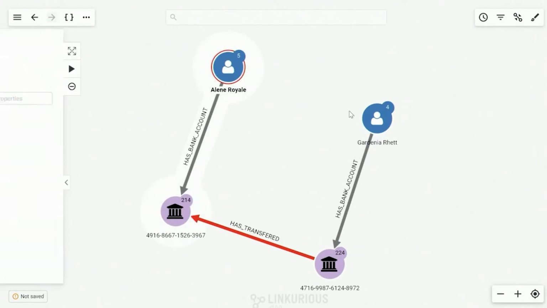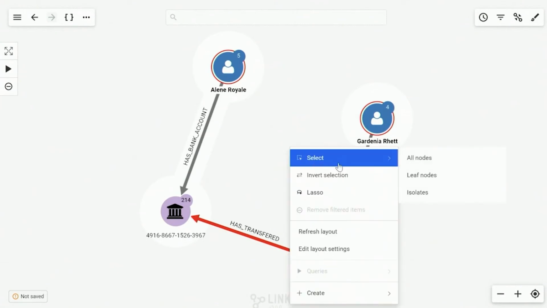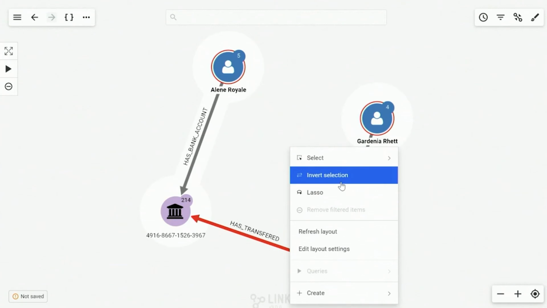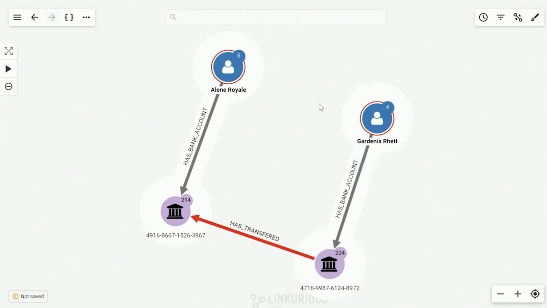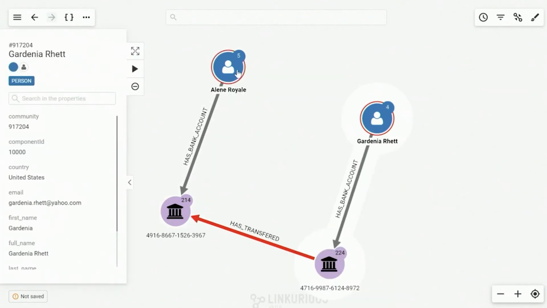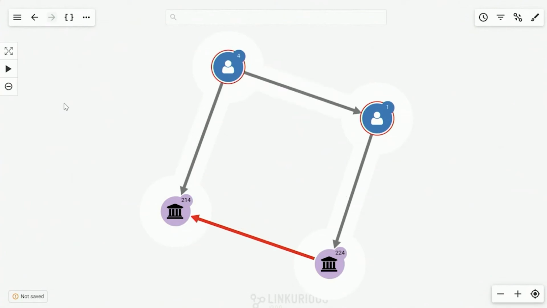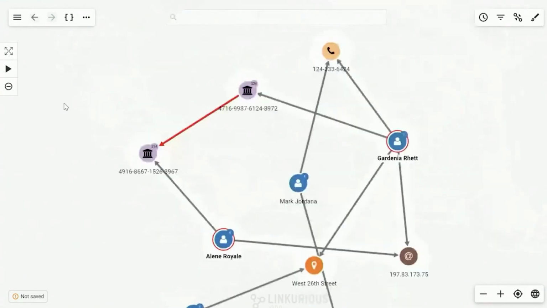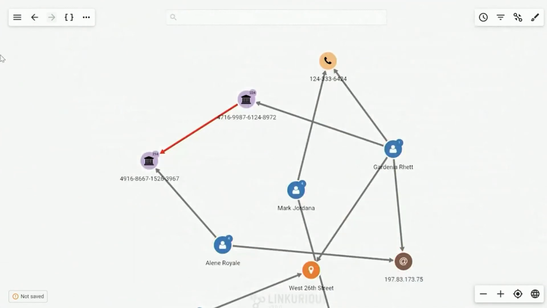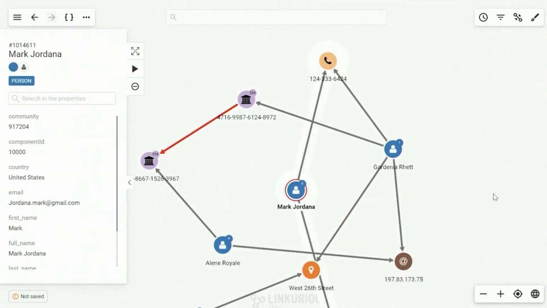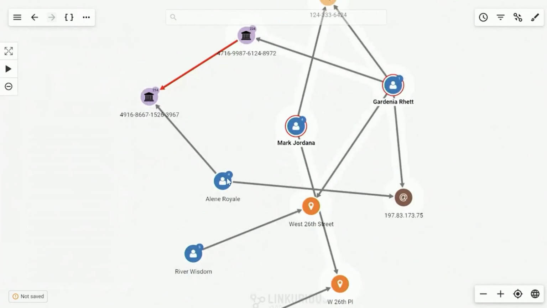So for example, I'm going to select those 2 clients, and I'm going to use what we call a query template, which is a parameterized graph query, to find everything that these 2 clients are connected to. Okay. And then I'm going to do that again.